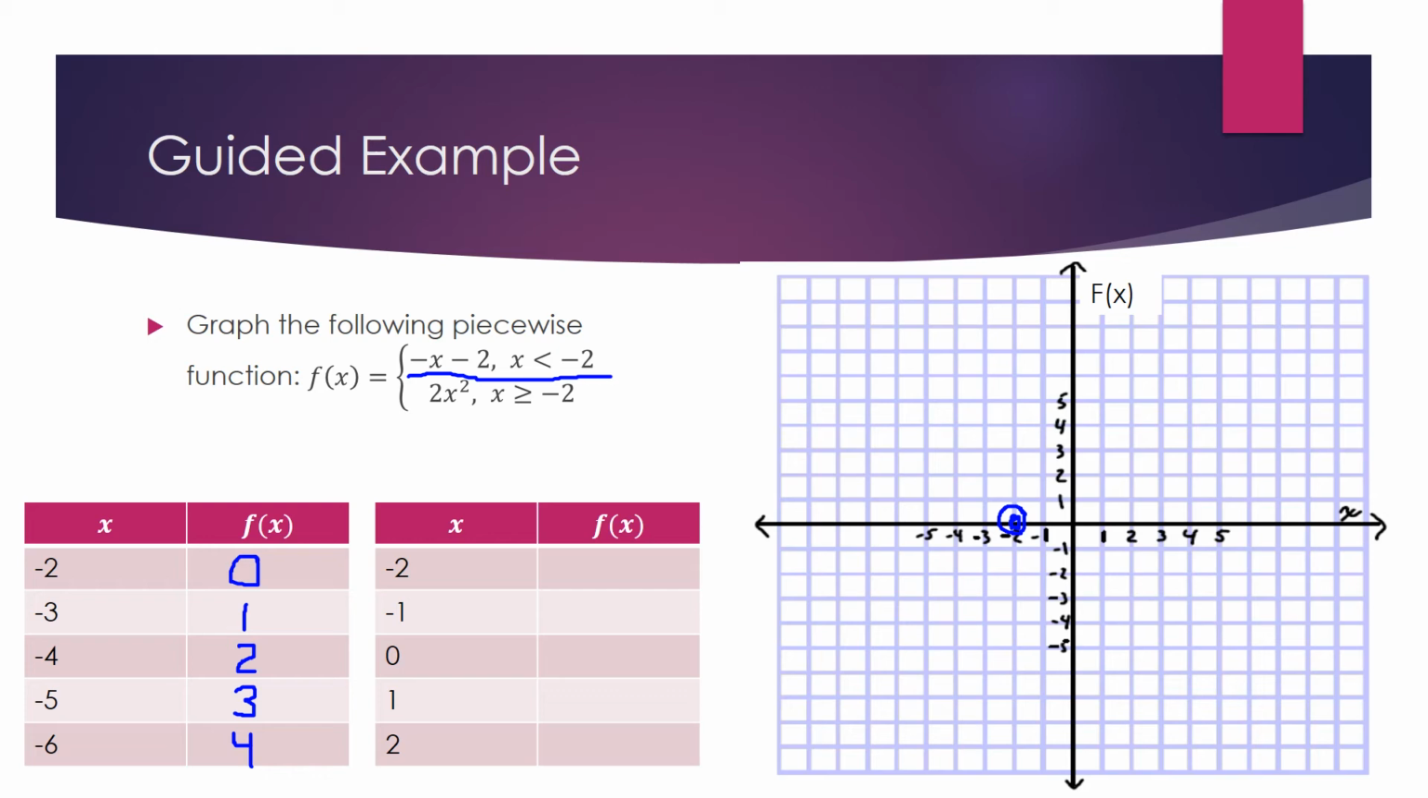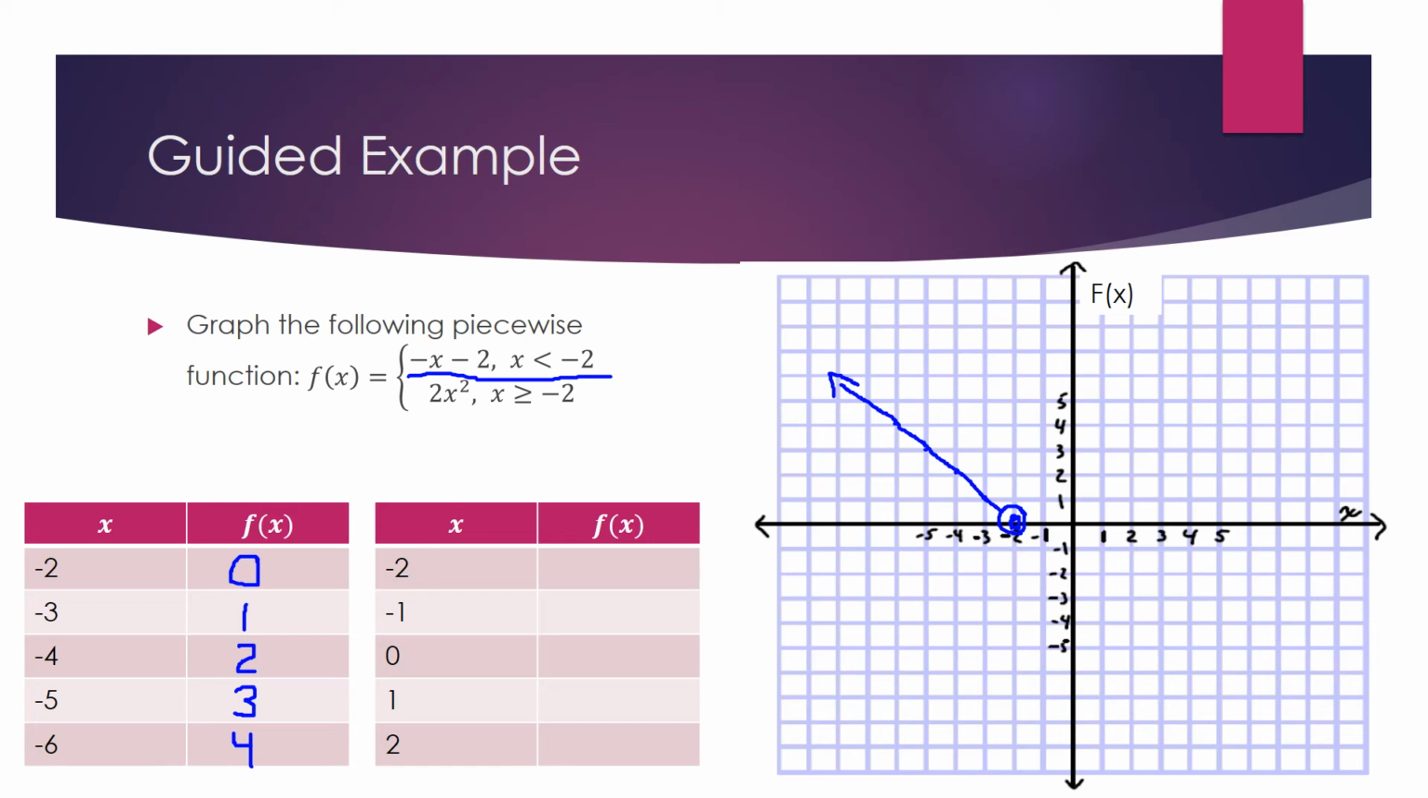Then I can do other points here. There's negative 3, 1. There's negative 4, 2. There's negative 5, 3. Negative 6, 4, and so on. And so what I'm doing here is this. Then from my open circle, I am going in that direction, and it is continuous in that direction. So we will have an arrowhead there.